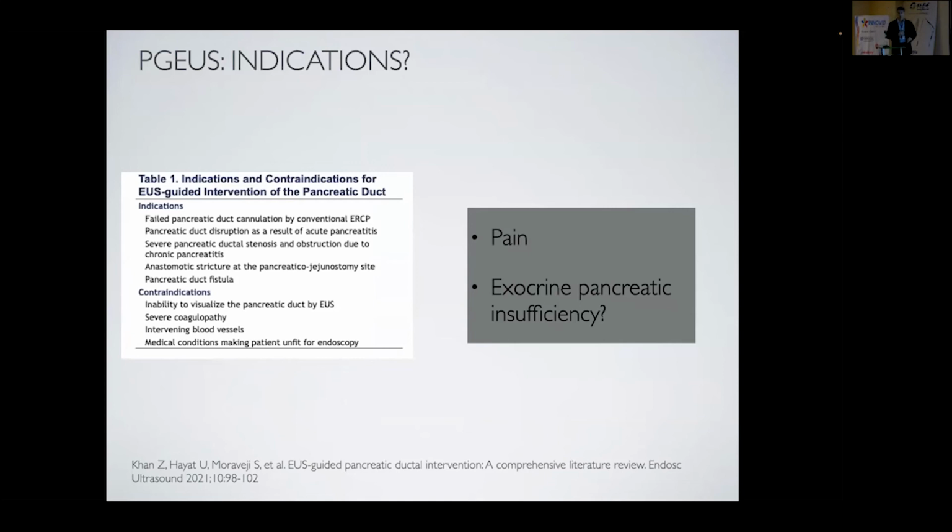Just a backup to the indication, because in this review, we see the indications, it's maybe better like that. Failed pancreatic duct cannulation by conventional ERCP, pancreatic duct disruption as a result of acute pancreatitis, severe pancreatic ductal stenosis and obstruction due to chronic pancreatitis, anastomotic stricture at the pancreatico-jejunostomy site and pancreatic duct fistula. But the most important thing is that the indication must be symptomatic. So pain is the main indication of this therapeutic approach. Exocrine pancreatic insufficiency, probably, but not all the authors agree with this indication.